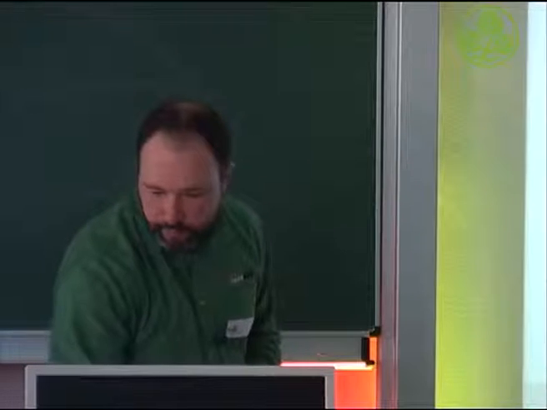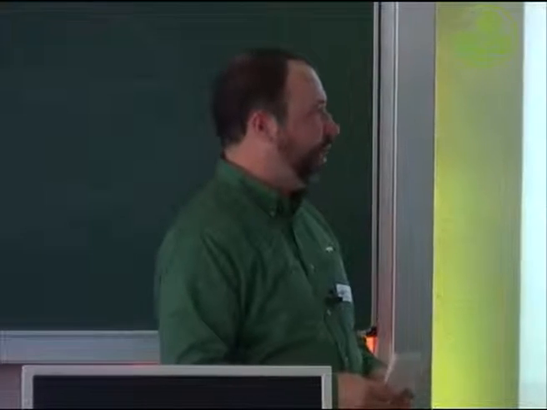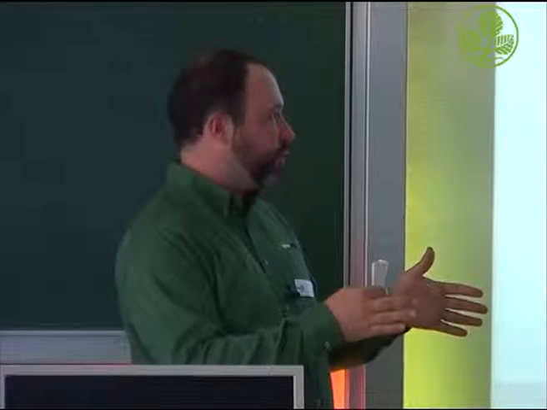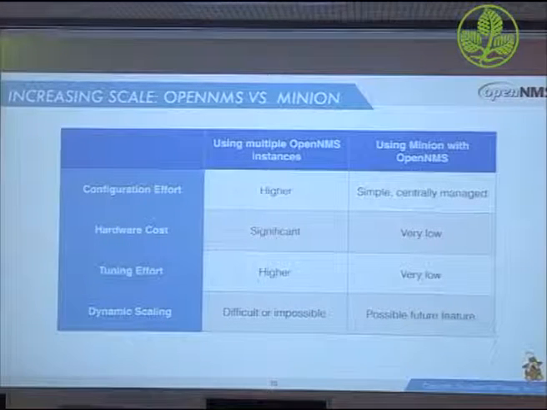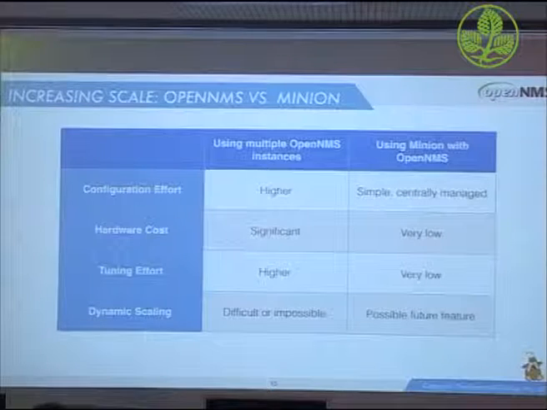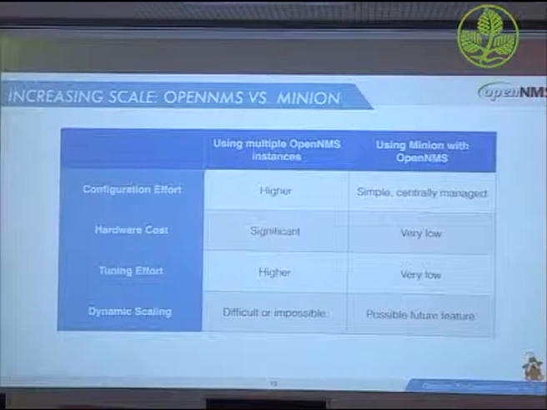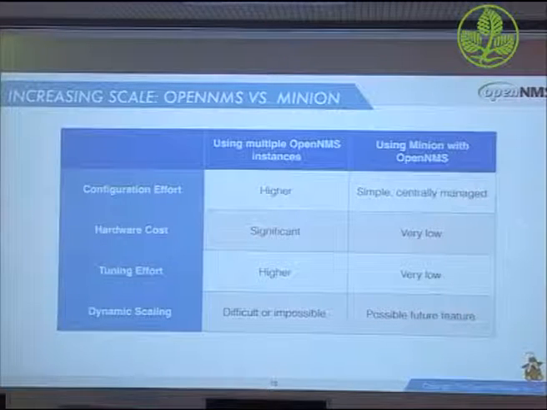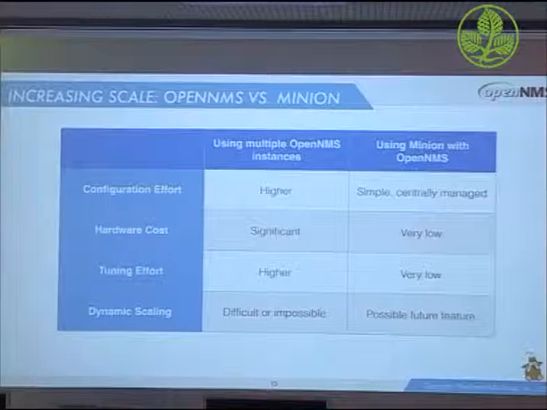Let's see. So yeah, just to recap, what would be the advantages of using Minion with OpenNMS instead of spinning up multiple OpenNMSs to get better scale? Your configuration is easier and it's managed in one place on the central OpenNMS machine. There's low hardware costs with each additional Minion that you add. There should be much less tuning effort. It should be easier to monitor how many messages they're processing and how effective that is. And because there are third-party tools for elastic scaling, that is basically a possibility, whereas with OpenNMS today, it would be a very difficult, painful thing to implement.